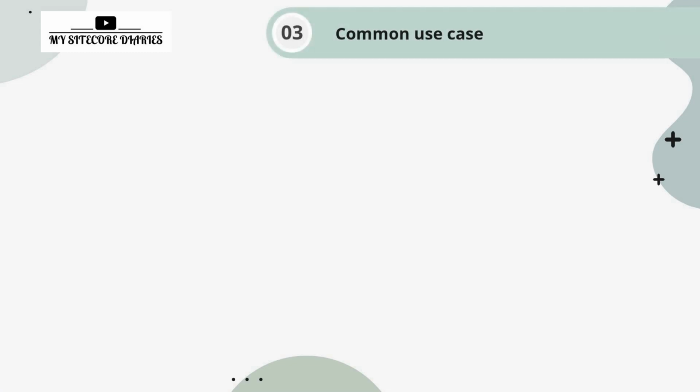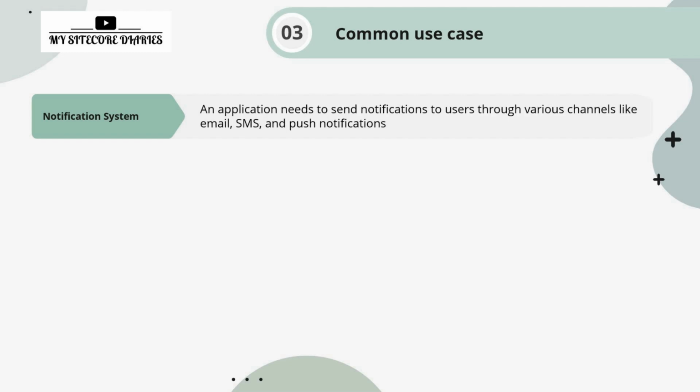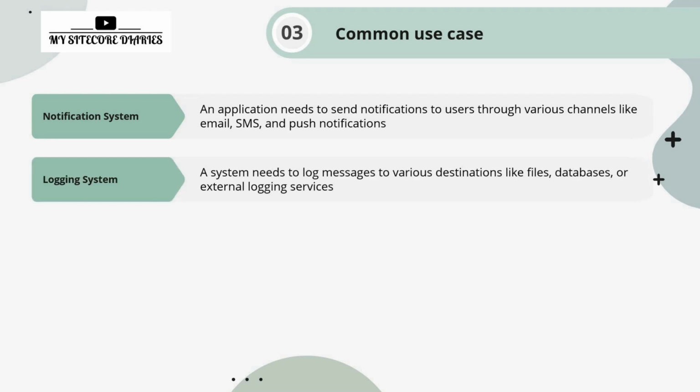So now we will see what the common use cases are. The first use case is a notification system. An application needs to send a notification to a user through various channels like email, SMS and push notification. So you have a notification system where you need to send the same notification through multiple channels. Then you can go for the factory method. Logging system: in logging we already saw the singleton pattern being used, but on top of that we also use the factory pattern. For what purpose? A system needs to log messages to various destinations like files, database and external logging services. So you have multiple destinations for the logging system.